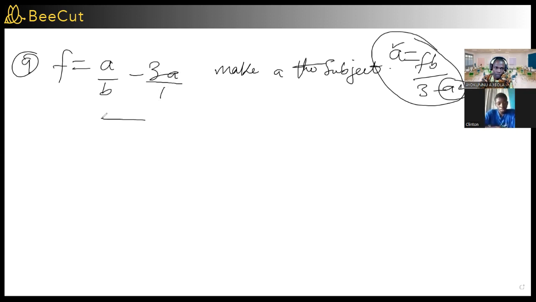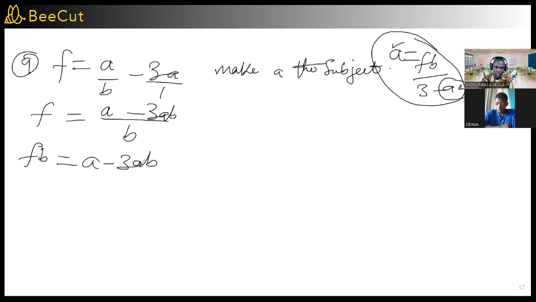So 3A over 1 is the same thing as 3A. Definitely, on this right hand side, you can find the rest with B. So how many B is here? 1. 1 times A is A minus. How many 1 is here? B. B times 3A is 3AB. Are you getting that? Yes, sir. Then F is here. Then you can now multiply both sides by B. So this will now become FB equals A minus 3AB.